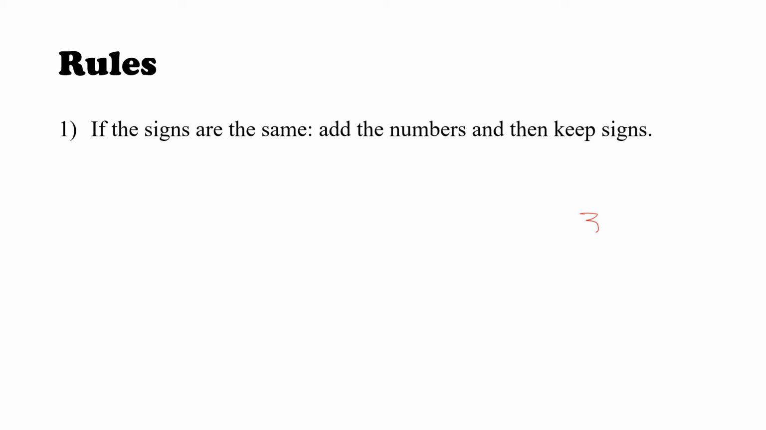So if I have 3 just like that, I know it's positive. However, if I have 3 like this, then I know it's negative. There's no need to put positive 3. Some people do, but I'm telling you, you don't have to. So that's rule number 1.